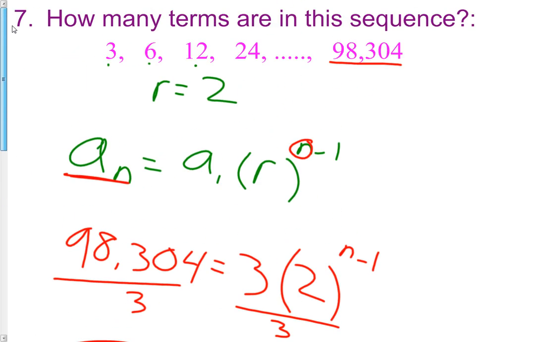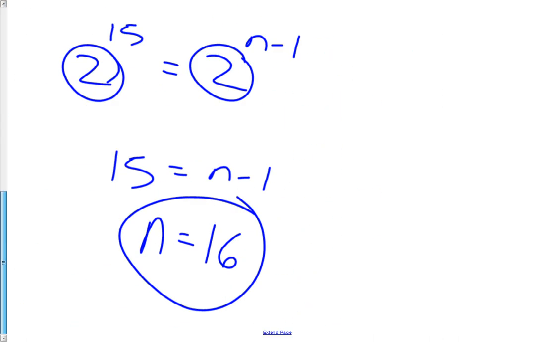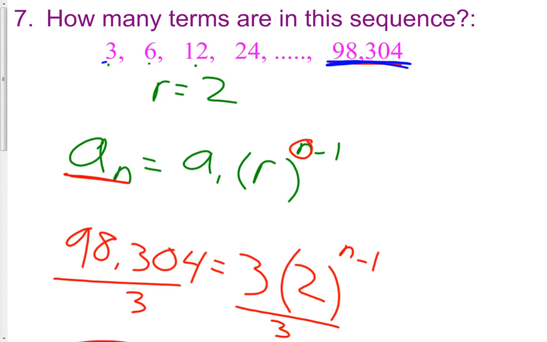This value right here, 98,304, is the 16th term in this sequence. We'd get 3, 6, 12, 24, 48, 96. Keep on going, keep on going, keep on going. The 16th term is going to be this one right here.